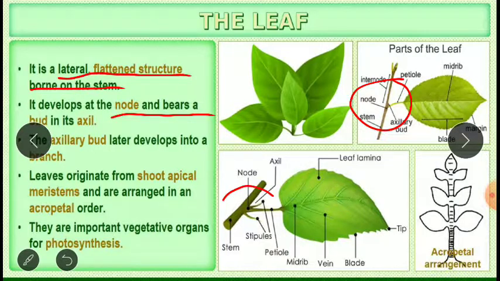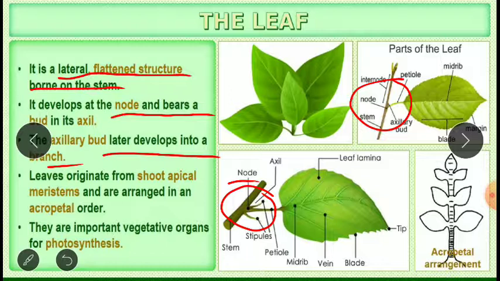Node. So in a stem, this is going to be the node from where the leaf is going to be arising. That part of the stem from where the leaf is arising is going to be called as the node. Now this node is going to be having a bud. Bud is nothing but a small structure present on the node from where the leaf is going to be arising. Now, the axillary bud that is going to be there can later develop into a branch.